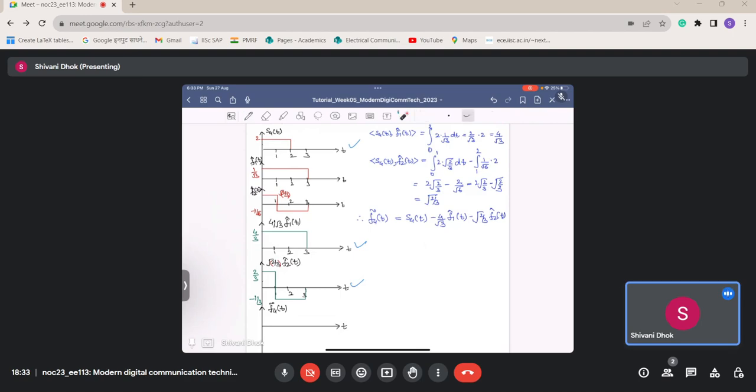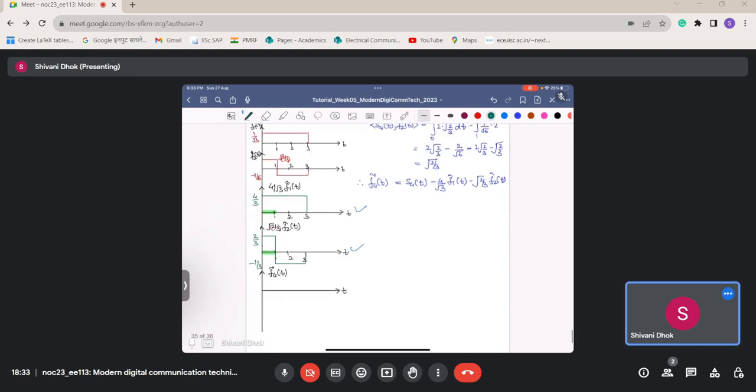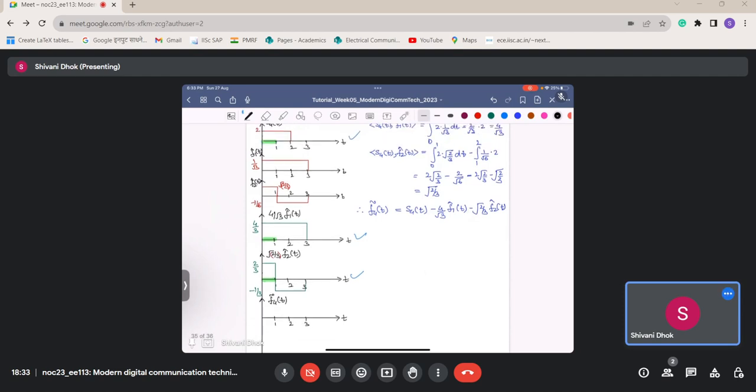Let us look at the range from 1 to 2, like this range. So in this range, the signal that will be available here, let me write it, 1 2 3, it will be 2 minus 4 by 3 minus 2 by 3. So this comes out to be 0.